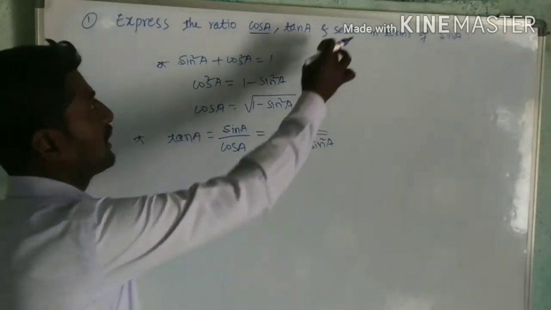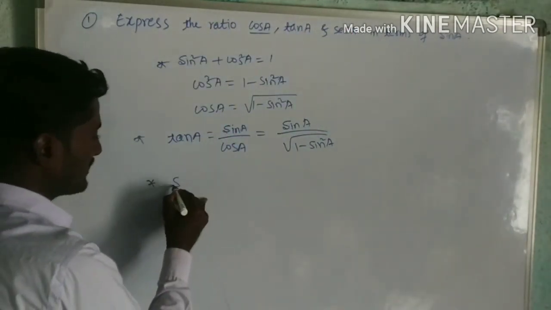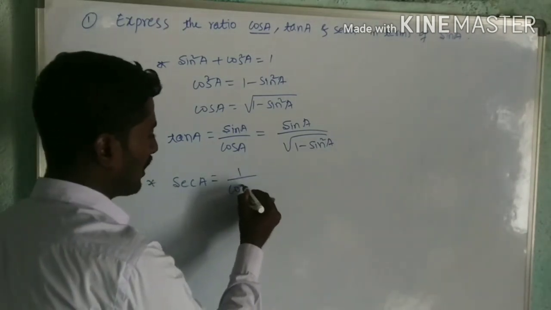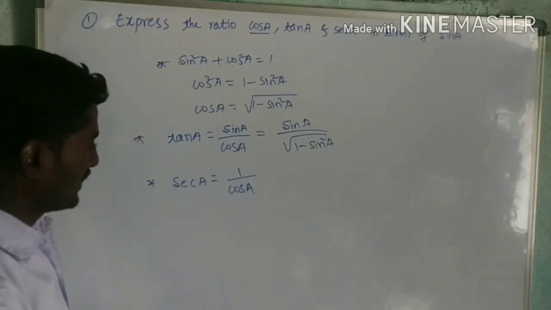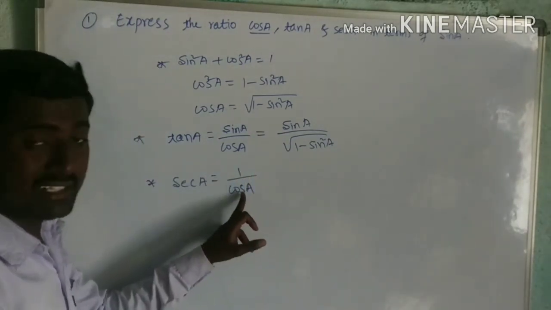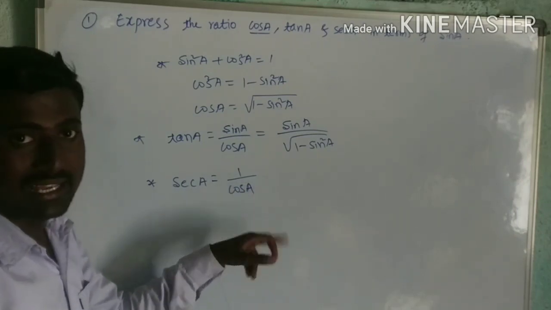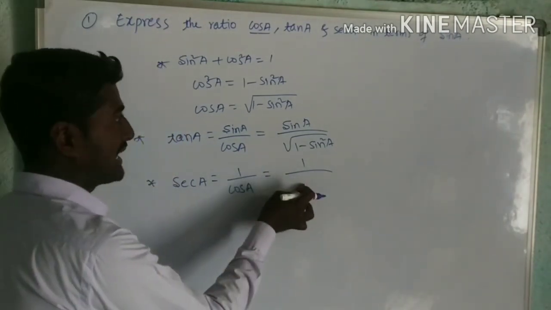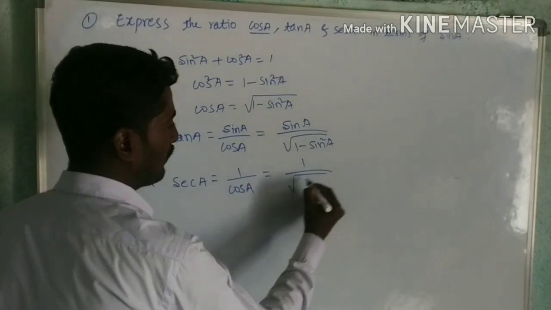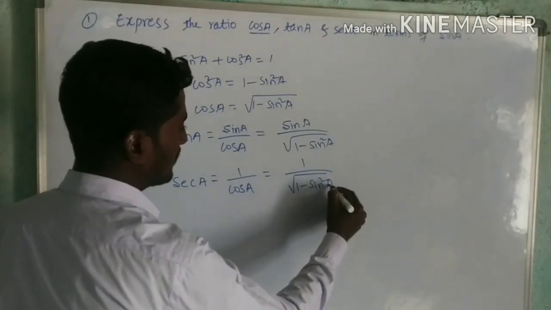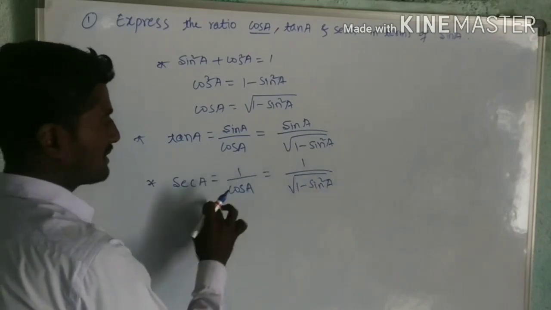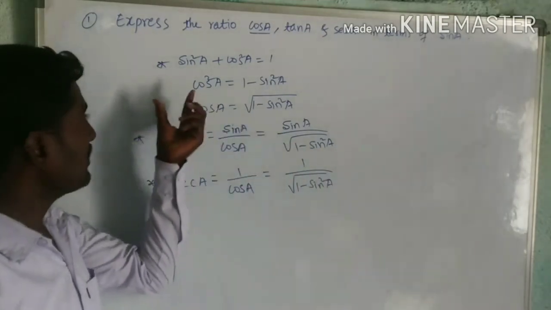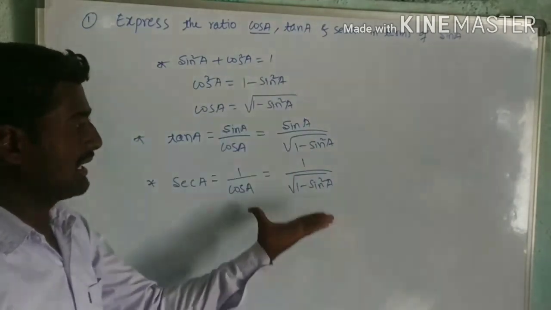Okay. Then the third one, sec A. I want to convert sec A. Sec A is nothing but 1 divided by cos A. But here cos is there, and I want to convert this cos into sin. Again, cos A in terms of sin A we already know: root of 1 minus sin square A. So sec A in terms of sin A is 1 by root of 1 minus sin square A. So we have cos A in terms of sin A, then tan A in terms of sin A, and sec A in terms of sin A. Okay, like this you can write.